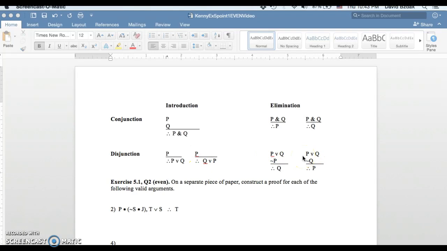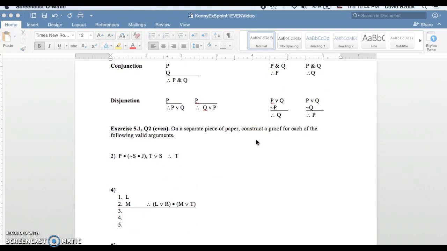Disjunction elimination now takes 2 inputs. With conjunction, we could eliminate a conjunction because we know if a conjunction is true, both conjuncts must also be true, but not so with a disjunction. So we need another input. So to do disjunction elimination, we have a disjunction and a negation of one of the disjuncts. So if I know either P or Q is true, and then I can eliminate P, that leaves me with Q. Or vice versa. If I know P or Q is true and I eliminate Q, that leaves me with P. Alright? So those are the 4 rules.